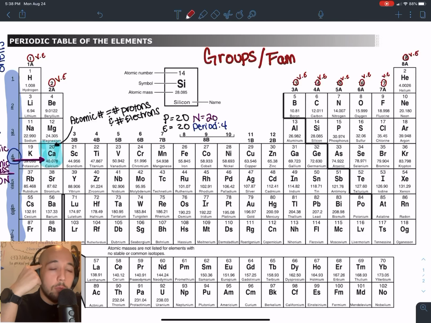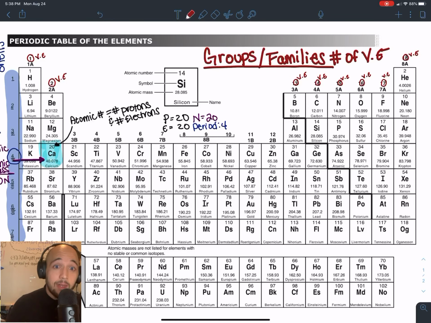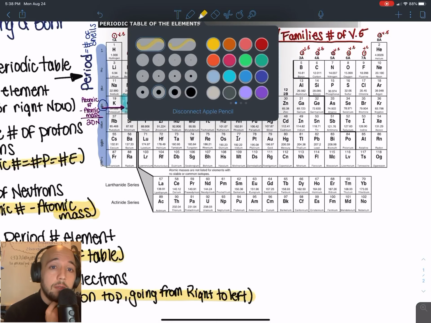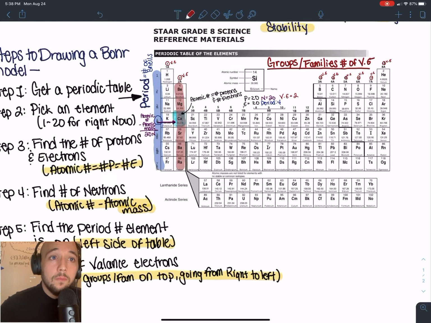And again, those are going to be your groups and families, and those just tell you the number of valence electrons. Keep in mind, everything in that column is going to have similar characteristics. They behave the same. So we know that this one is in group 2, so it has 2 valence electrons. So again, we write that down. So VE equals 2.